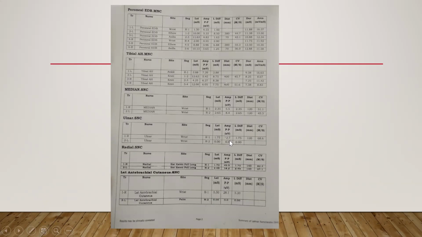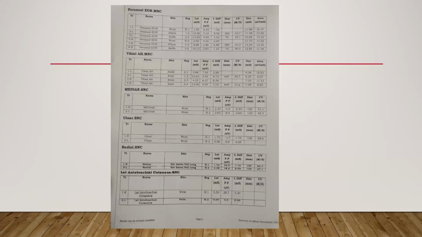But the ulnar SNAP here on the left is absent. It's 0. Yes, ma'am. Left ulnar SNAP is 0, absent. And the left radial SNAP, you see? Reduced, ma'am. Yes, it is reduced. What about LABC, left? That is not recordable. Correct. So what is your interpretation from this now?